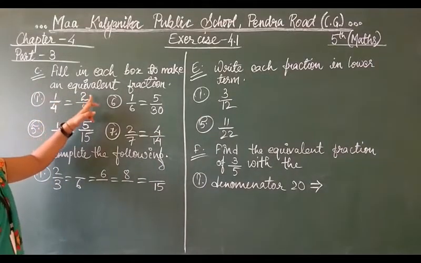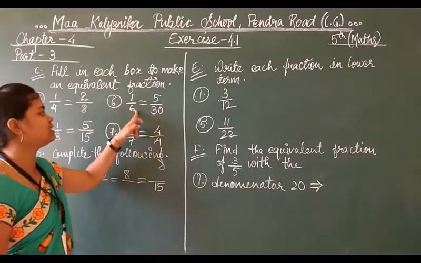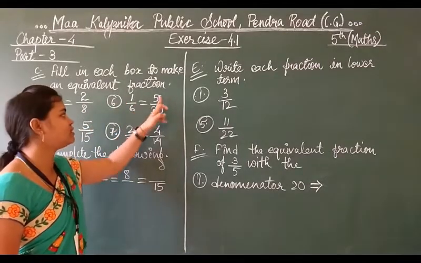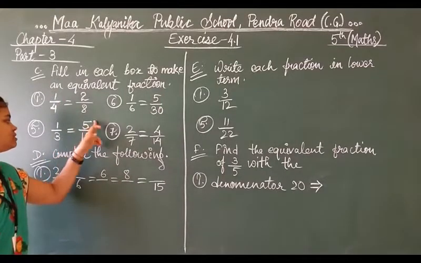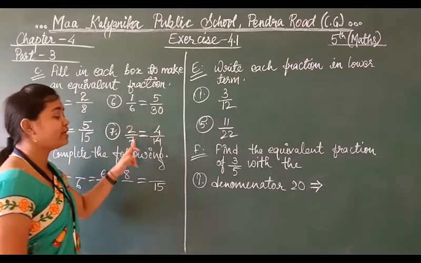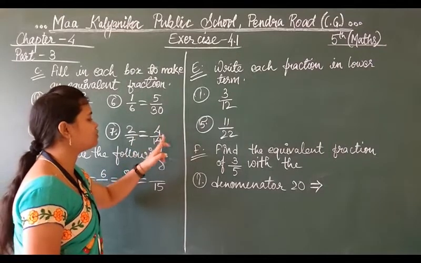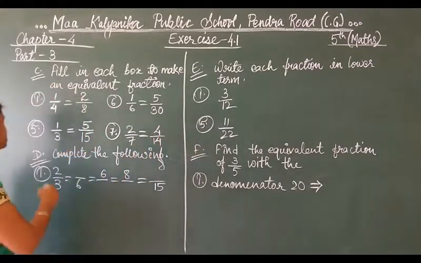1 by 4 is there, so the equivalent fraction will be 2 by 8. 1 by 6 is there, so the equivalent fraction will be 5 by 30. 1 by 3 is there, the equivalent fraction is 5 by 15. 2 by 7 is there and the equivalent fraction is 4 by 14. So now students, I hope you have understood question number C.